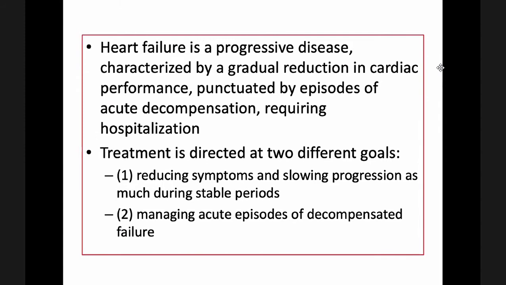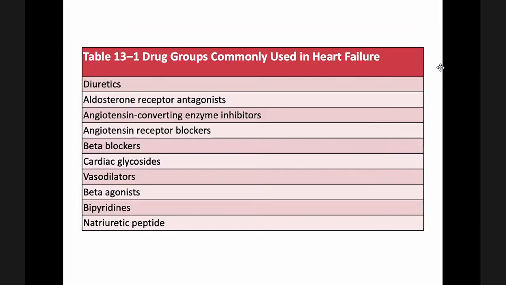So heart failure is a progressive disease, and it is characterized by gradual reduction in cardiac performance, punctuated by episodes of acute decompensation requiring hospitalization. So treatment is directed at two different goals. One is to reduce symptoms and slow the progression during stable periods, and the other is to manage acute episodes of decompensated heart failure. So these are the drug groups that are commonly used in heart failure.